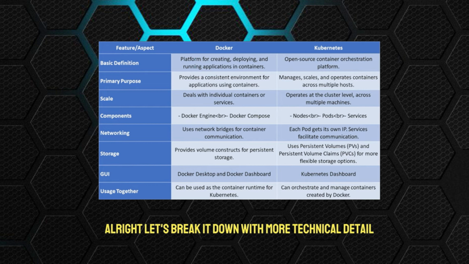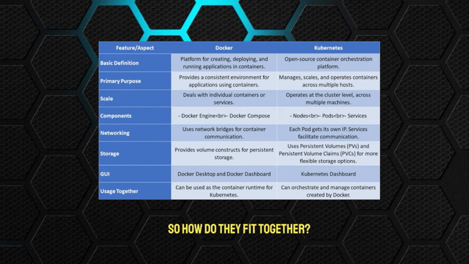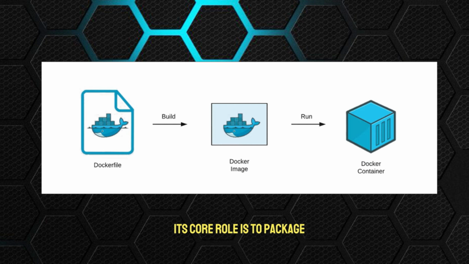Alright, let's break it down with more technical detail. You already know Docker packages apps into containers. Kubernetes orchestrates those containers. So how do they fit together? Docker is the building block. Its core role is to package and run applications in isolated environments known as containers.